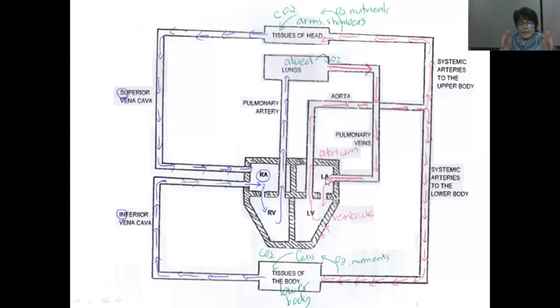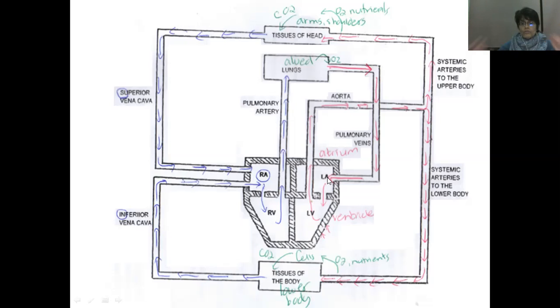But remember, if someone's standing in front of me, I'm looking at their heart. So even though it says left on this side, it's actually right of the page, and the right side of their heart is on the left of the page or the left of the screen. So oxygenated blood is taken to the left atrium, the left side of the heart.